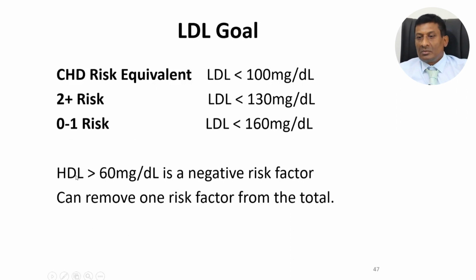And as you know, HDL, high density lipoprotein cholesterol, is a negative risk factor. The higher the HDL, the lower the risk. So if you have an HDL above 60, you can remove one of those risk factors from the total. So that means if you count 2 risk factors in your patient who has an HDL above 60, then he comes to the below category. He has only 1 risk factor because you have removed 1 risk factor for his higher HDL.